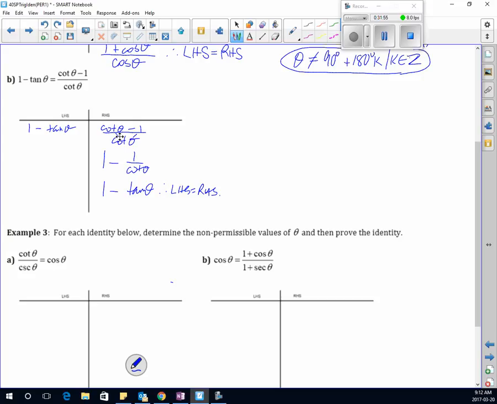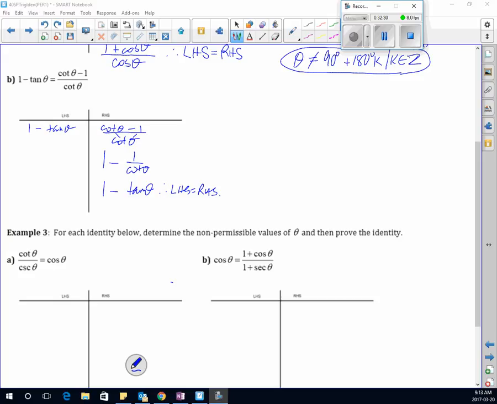I divided cotangent into cotangent, I got 1, and I divided cotangent into 1 and just left it as 1 over cotangent, right? Honestly, you guys learned this little procedure in grade 9. It's just a little more complicated with the cotangent. In grade 9, you learned 10x minus 2 divided by 2. You learned that you can divide both of them by 2. That's the same thing there, right?